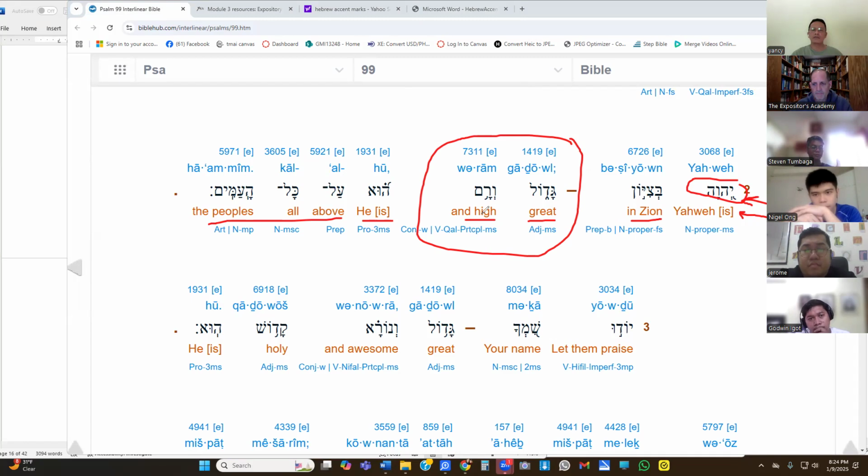You guys see that? Just following again, we're reading from right to left. Following the word order, Yahweh in Zion is great, high he is above all the peoples. So this is what it would look like.